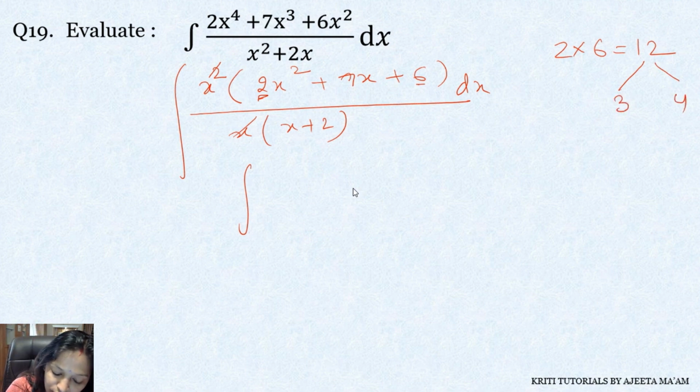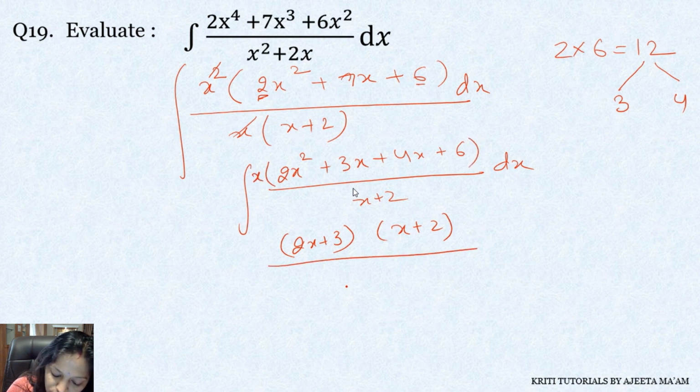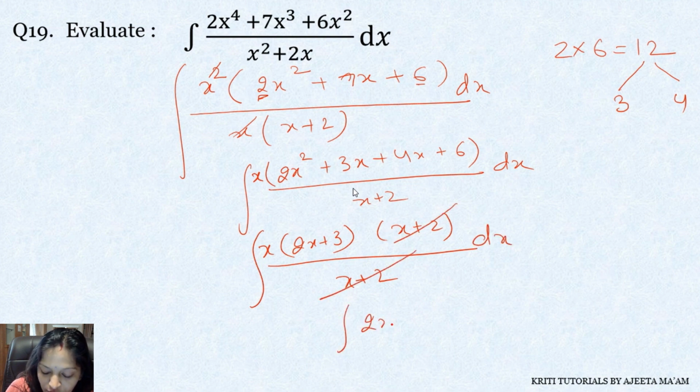So now let's write it. 2x square plus 3x plus 4x plus 6 whole upon x plus 2. So if I factorize it, I get 2x plus 3 and the other I get x plus 2. And one x is also there. Okay, only one x got cut. So x plus 2, in here also we have x. So now our function is simply 2x square plus 3x, which everyone can solve very easily.